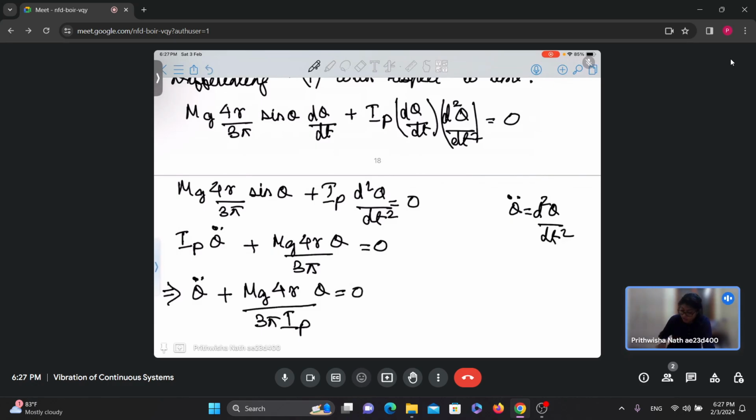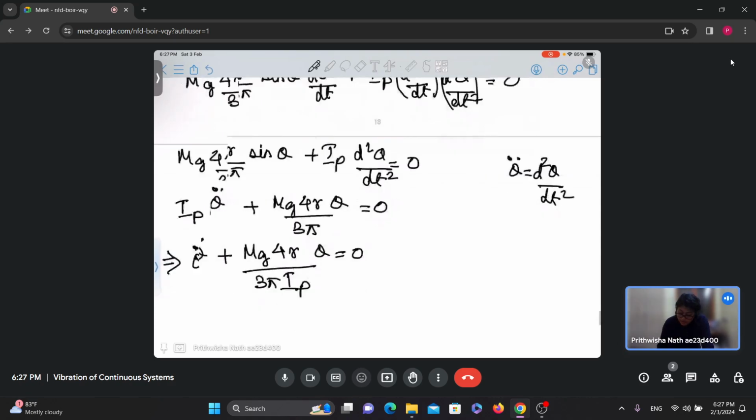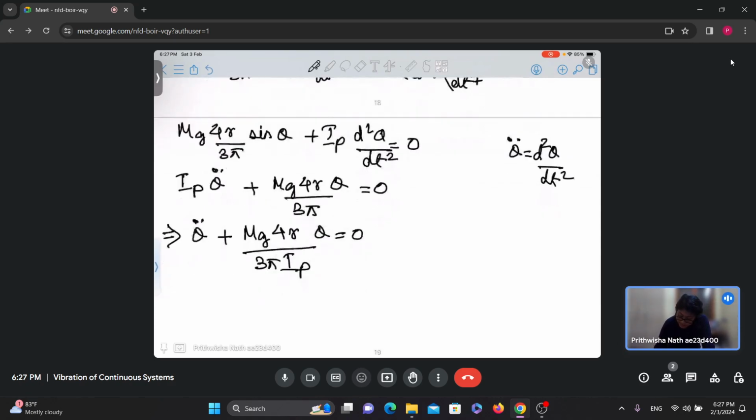Now from here, what is omega? Omega is simply this term, mg into 4r divided by 3 pi into Ip. Now we got omega in terms of this term, but we have to calculate the value of Ip. So how can we do that?